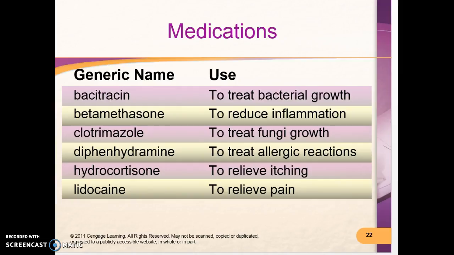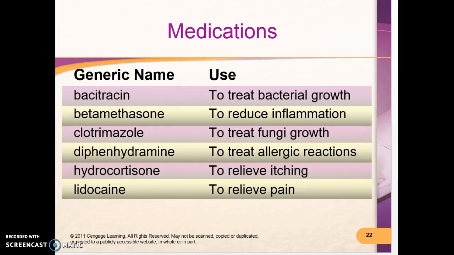Hydrocortisone is to relieve itching. And again, it ends in that zone. And so part of the function of hydrocortisone, how it helps to relieve itching, has to do with inflammation, reducing that inflammation. Lidocaine, anything ending in the canes, is going to be used for pain relief.